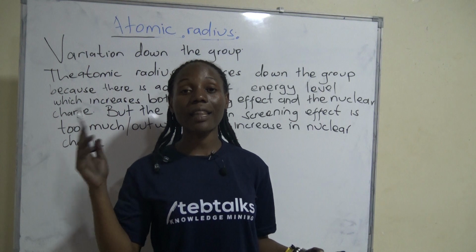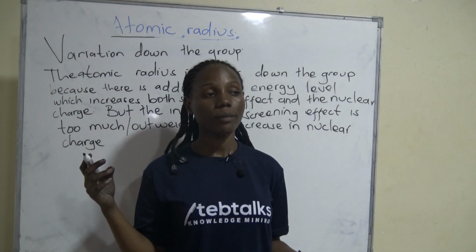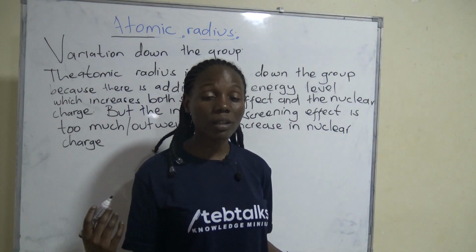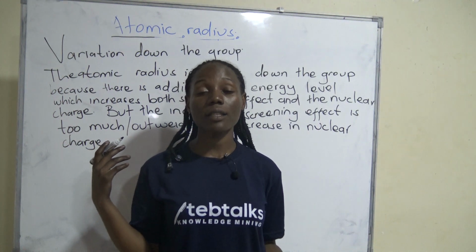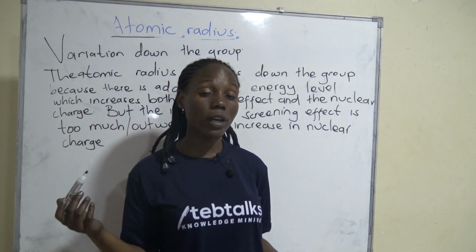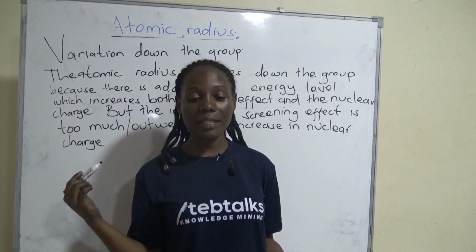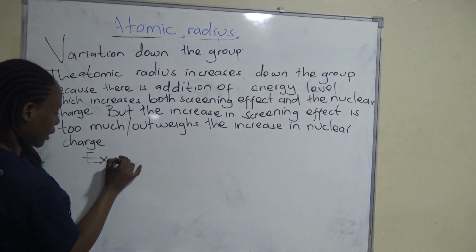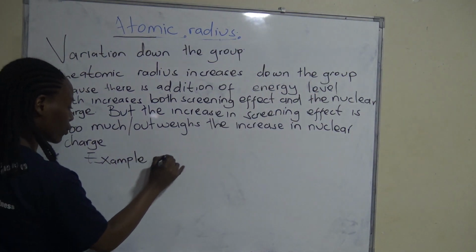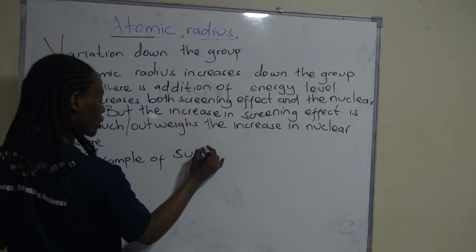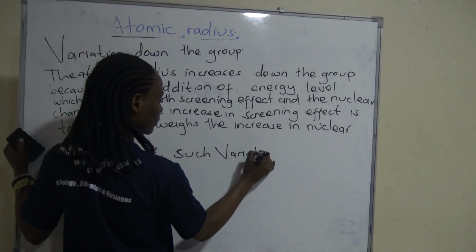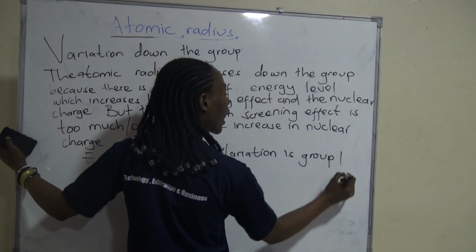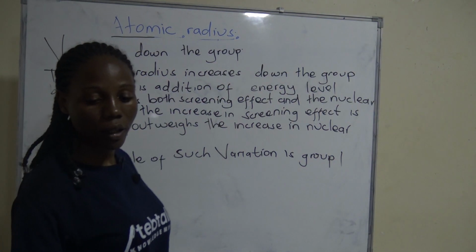And those electrons in the outermost shell will be lightly attracted to the nucleus. As a result, we defined this screening effect. We saw what screening effect is. So we have the example of such variation in group 1, the downward arrangement of elements.